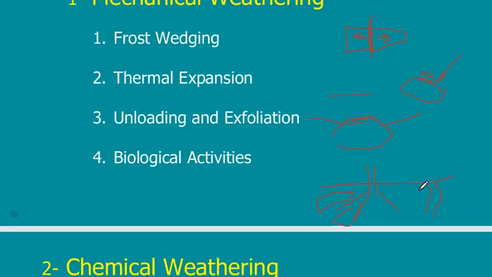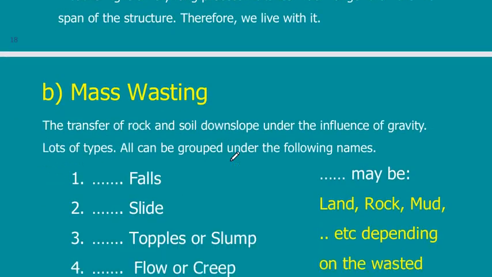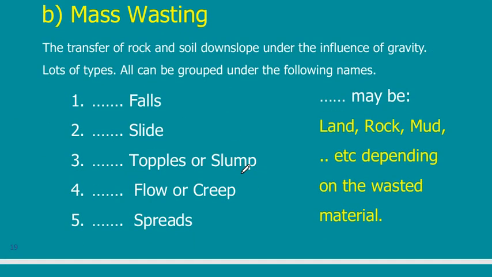What is mass wasting? Mass wasting means that masses of the rock are wasted away. Pieces of the rock are falling away. I gathered all the types of mass wasting into these five categories: falls, slides, topples or slumps, flows or creep, and spread. All of these are types of mass wasting. They can happen to land, to rock, to mud. So if you find mudslide or landslide, it is okay.